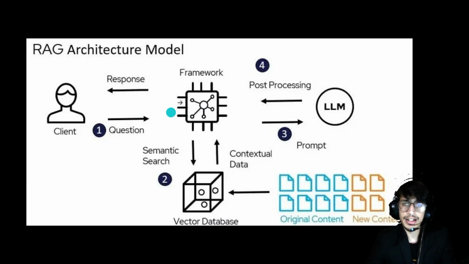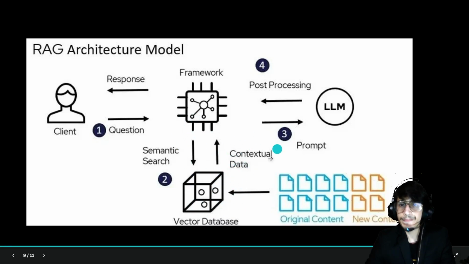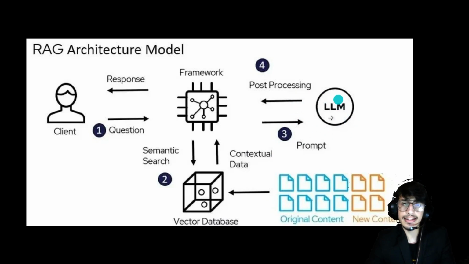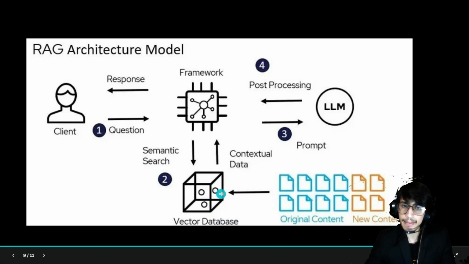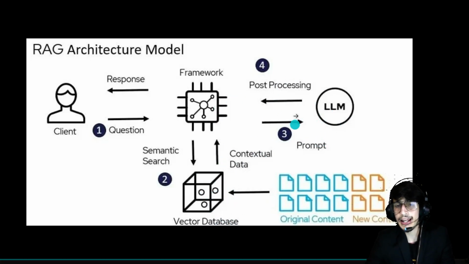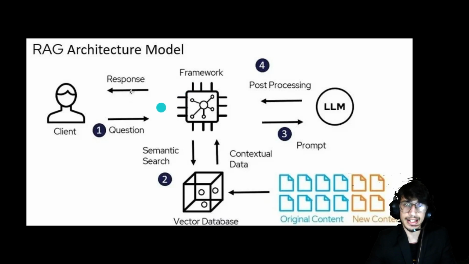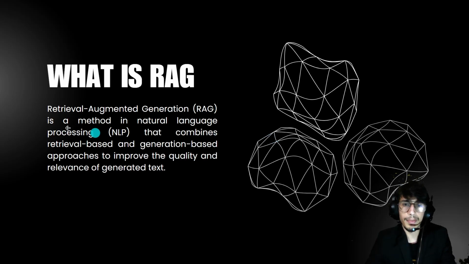So what are the retrieval and the generation here? Our framework retrieves the data from the vector database. This is called retrieving the data. Generation is the process of the LLM, which of course everyone knows. So we retrieve the data from the database and give it to the LLM. Then the LLM generates the response accordingly. So this is all about RAG.